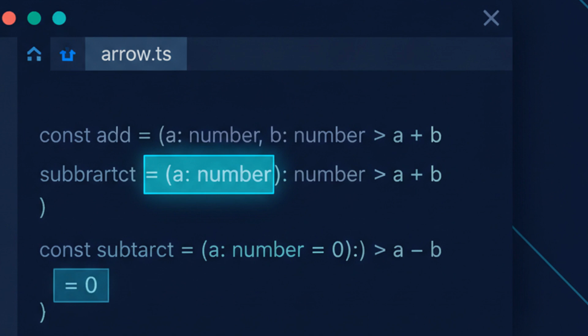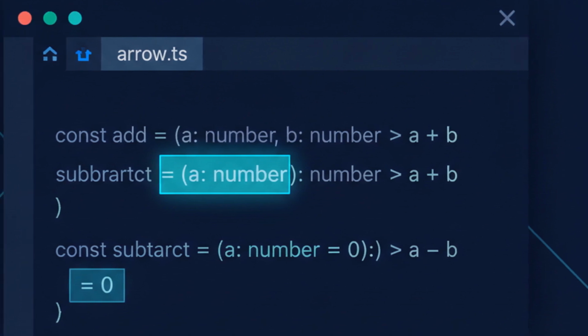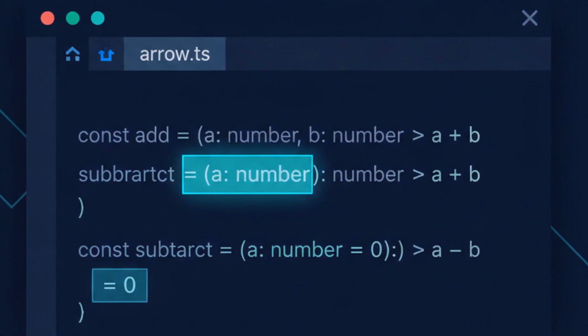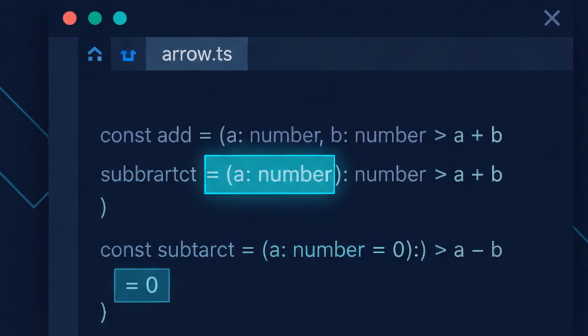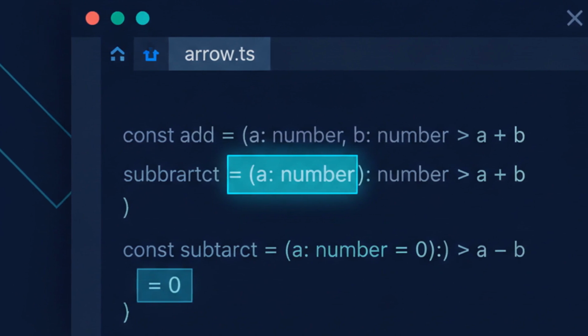Everything we've learned works with arrow functions too. The syntax shifts slightly. Parameter types go inside the parentheses, and the return type comes right before the arrow. Arrow functions are everywhere in modern TypeScript, especially in React and Node code. Here's our add function written as a typed arrow function. Same safety, more compact style.